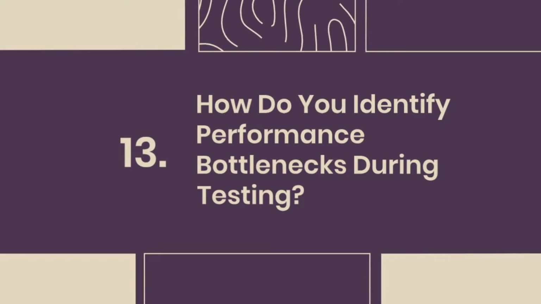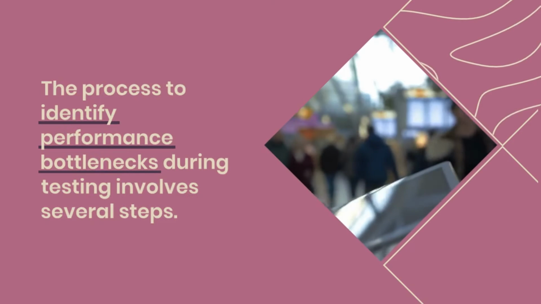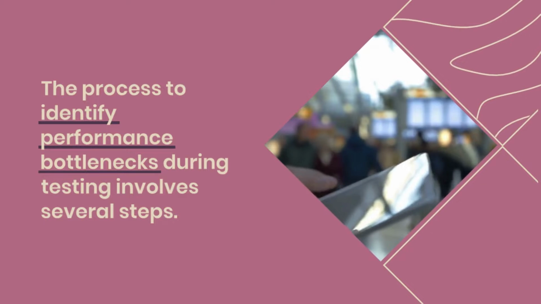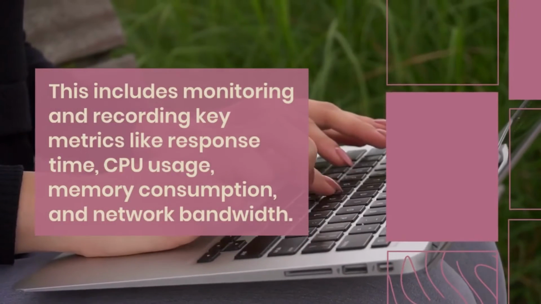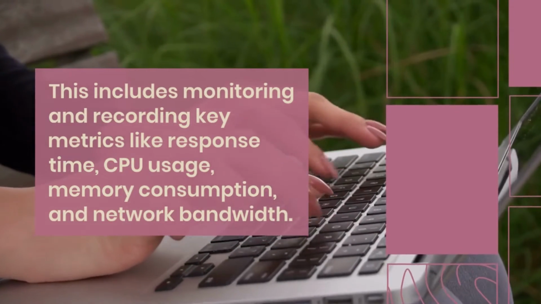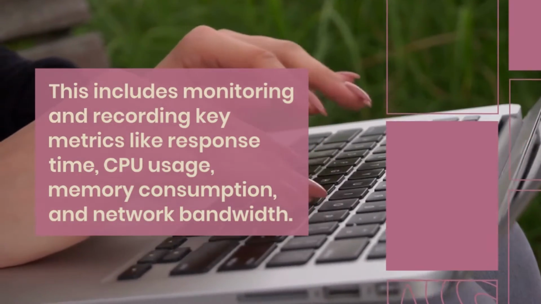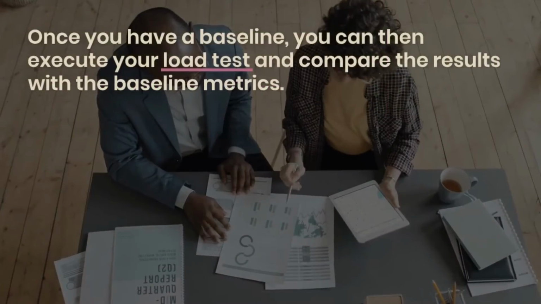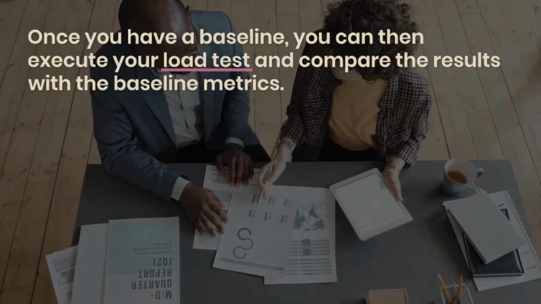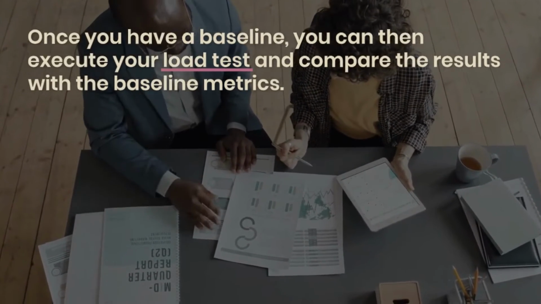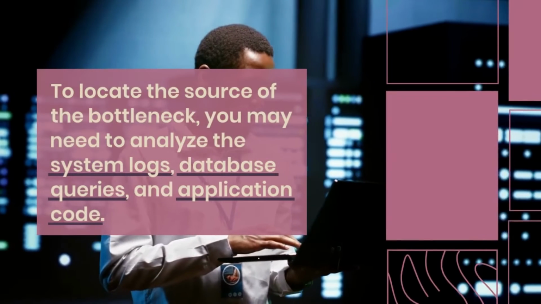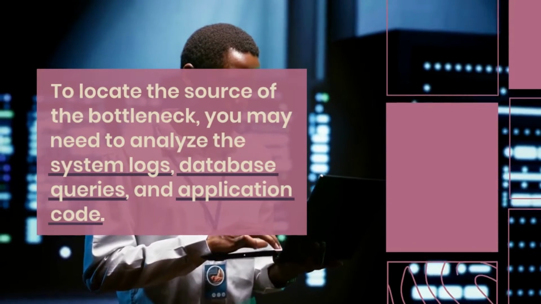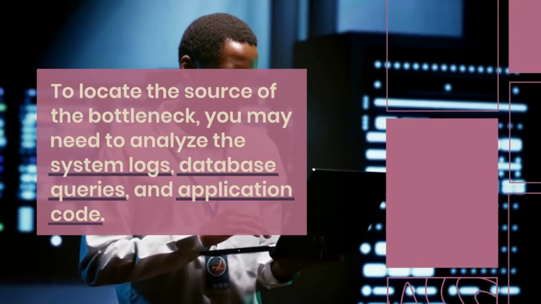13. How do you identify performance bottlenecks during testing? The process to identify performance bottlenecks during testing involves several steps. First, you need to establish a baseline for system performance under normal conditions. This includes monitoring and recording key metrics like response time, CPU usage, memory consumption, and network bandwidth. Once you have a baseline, you can then execute your load test and compare the results with the baseline metrics. Any significant deviations can be an indication of a performance bottleneck. To locate the source of the bottleneck, you may need to analyze the system logs, database queries, and application code.